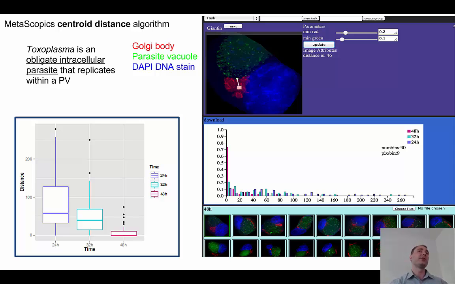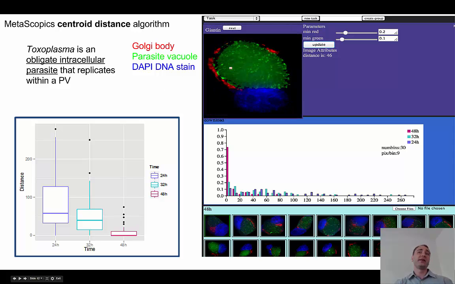So we thought about it for a while, and we thought maybe a way you could do that would be find the centroid of the Golgi body, and then find the distance between that centroid to the closest surface on the parasitic vacuole. There are some drawbacks to this approach that I don't have time to get into, but you can see that in the data, at an early time point, we have a relatively large distance between the surface and the centroid of the Golgi body and the parasite vacuole. And as time progresses, that distance reduces. You can see an image of this at an early time point and then at a later time point.